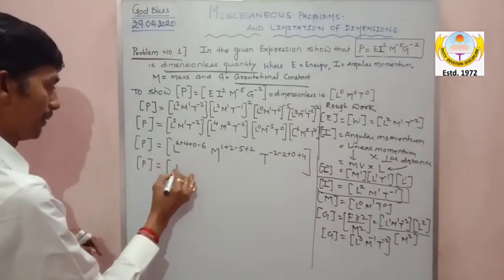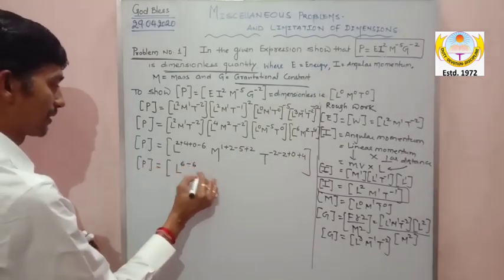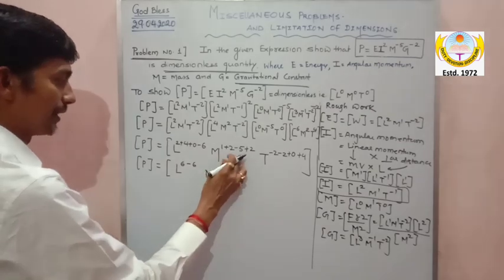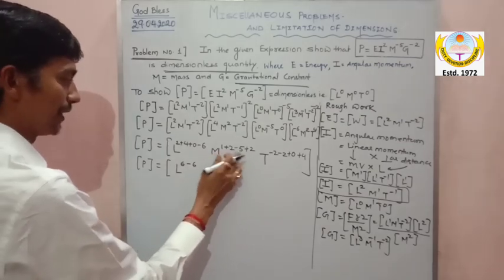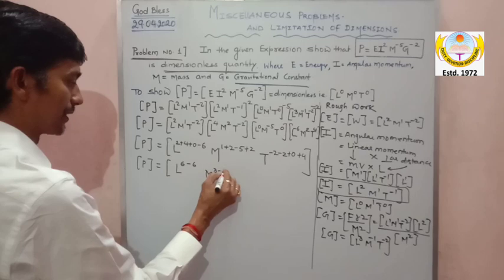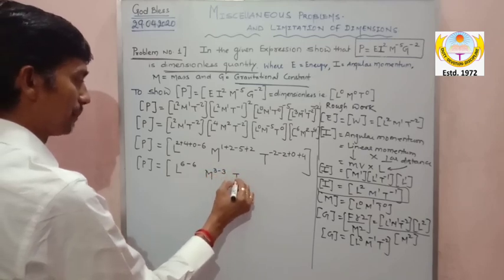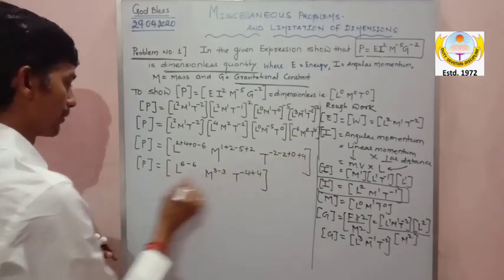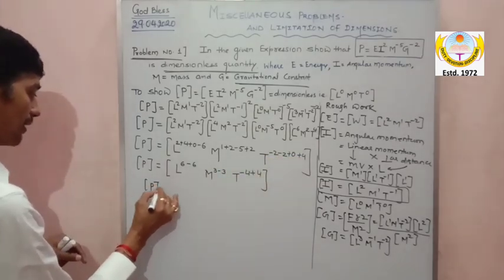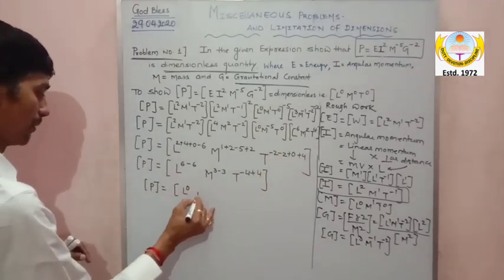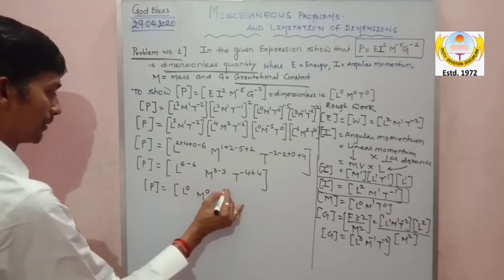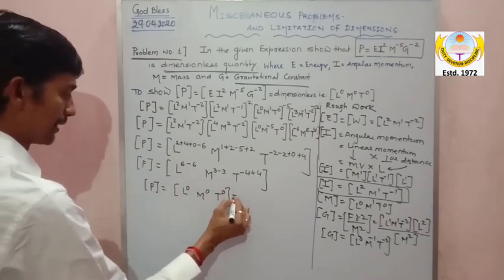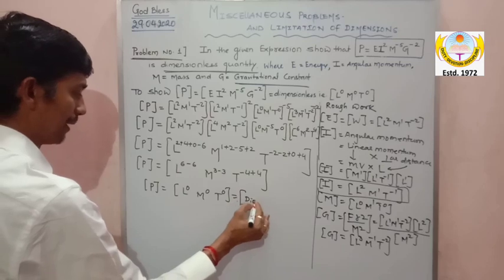So now here it will be L power 6 minus 6, M power, you can see 3, 2 plus 1 is 3, and minus 5 plus 2 will be minus 3, and T power minus 4 plus 4, minus 4 plus 4. So now here P is equal to L power 0, M power 0 and T power 0. Thus, it becomes, my dear, dimensionless.